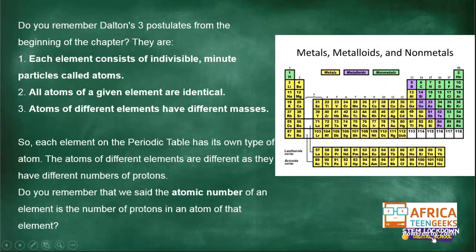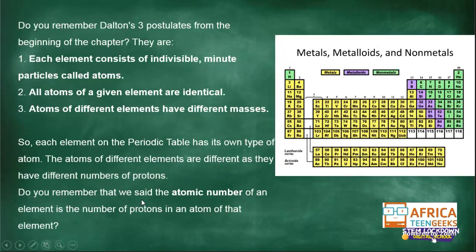Now, do you remember Dalton's postulates? Each element is indivisible and minute. Atoms of a specific element are identical, and atoms of different elements have different masses. For example, this hydrogen element here has an atomic mass of 1. Then this lithium would be 3. And then we have this sodium, which is 11.